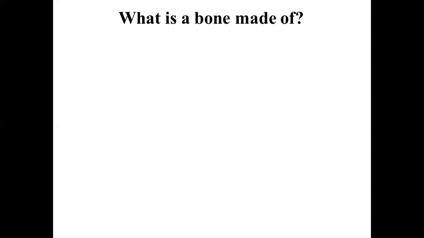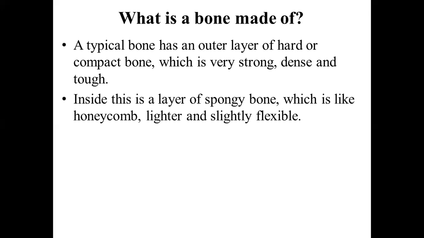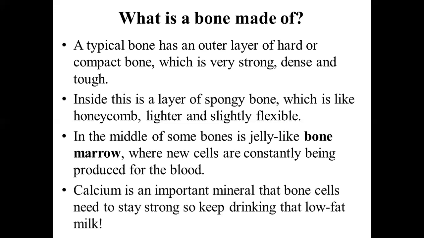What are bones made of? A typical bone has an outer layer of hard compact bone, which is very strong, dense and tough. Inside this is a layer of spongy bone, which is like honeycomb, lighter and slightly flexible. In the middle of some bones is jelly-like bone marrow, where new cells are constantly being produced for the blood. Calcium is an important mineral that bone cells need to stay strong, so keep drinking that low-fat milk.